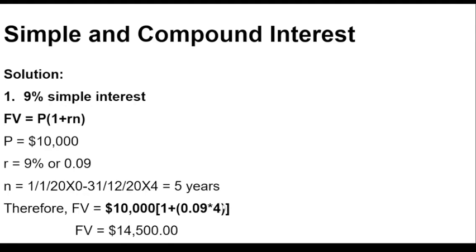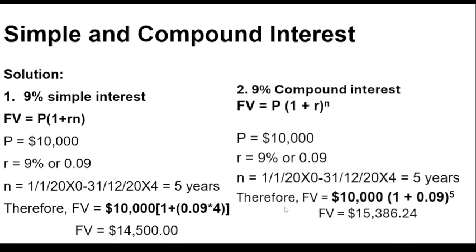All right. Now let's look at the second one, which is the compound interest. So it's the same thing, just that the formula has changed. So the future value is the principal amount multiplied by 1 plus r raised to the power n. So our principal remains the same, rate remains the same, number of years remain the same. The only thing is the formula difference.